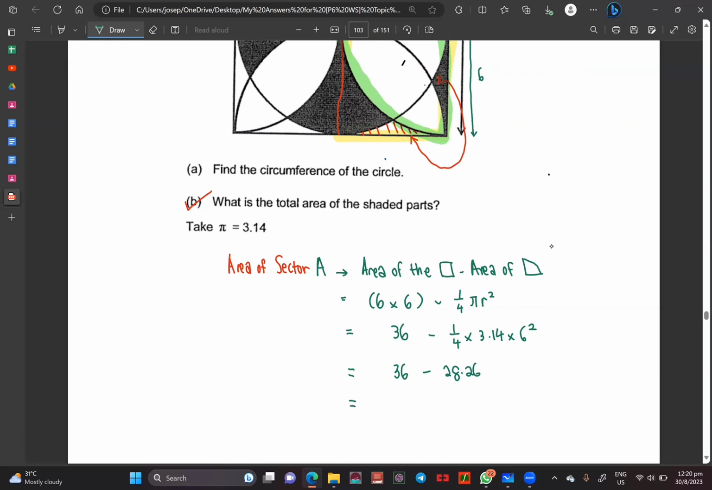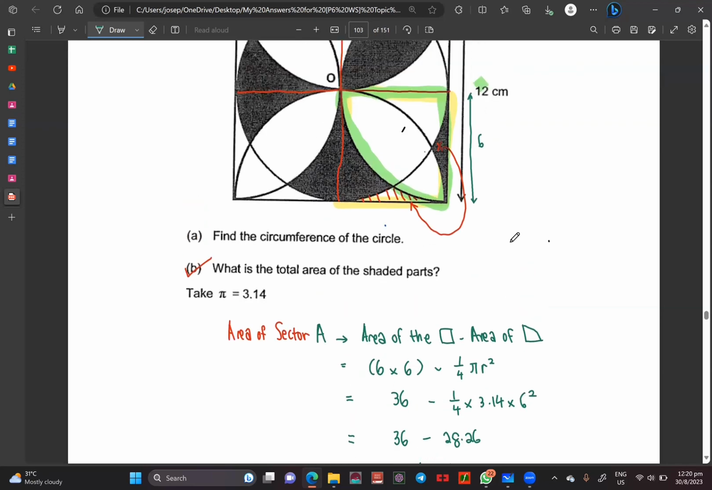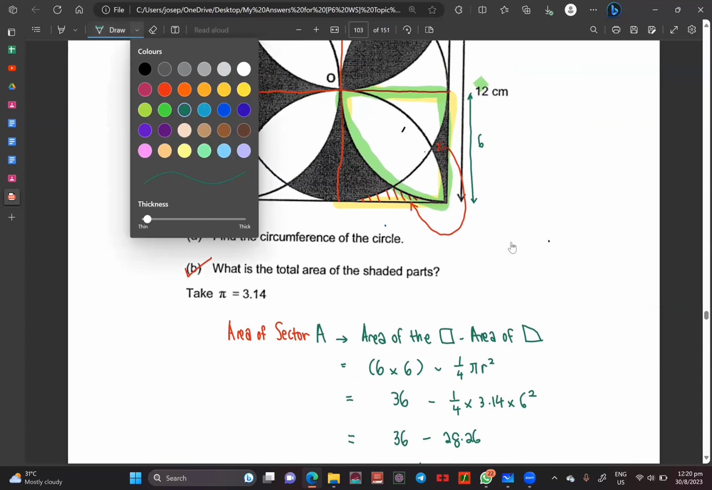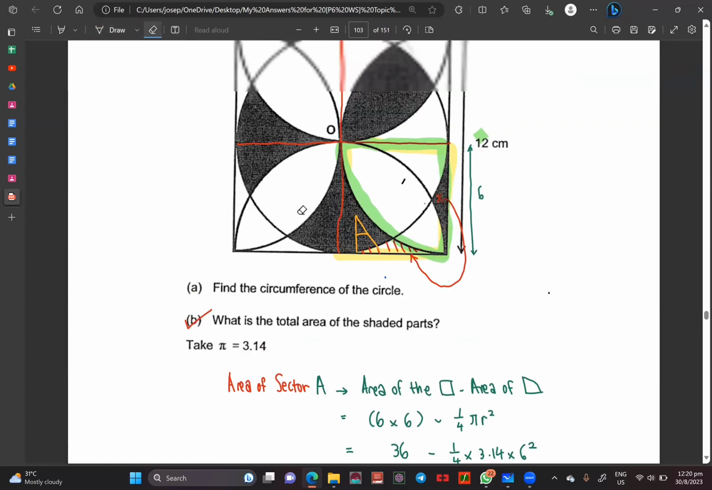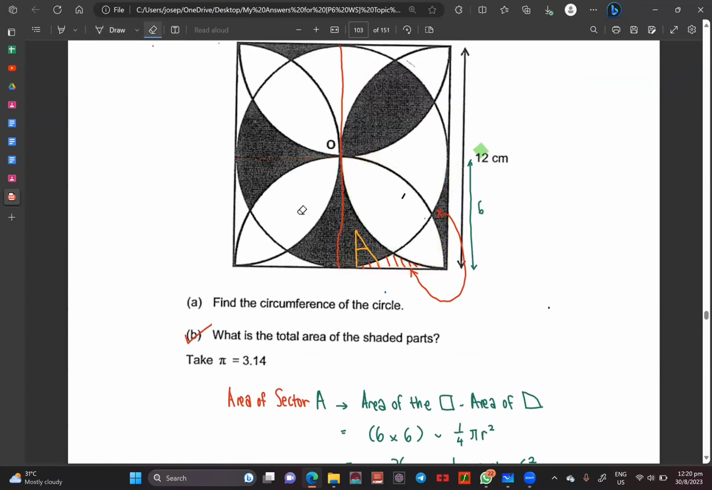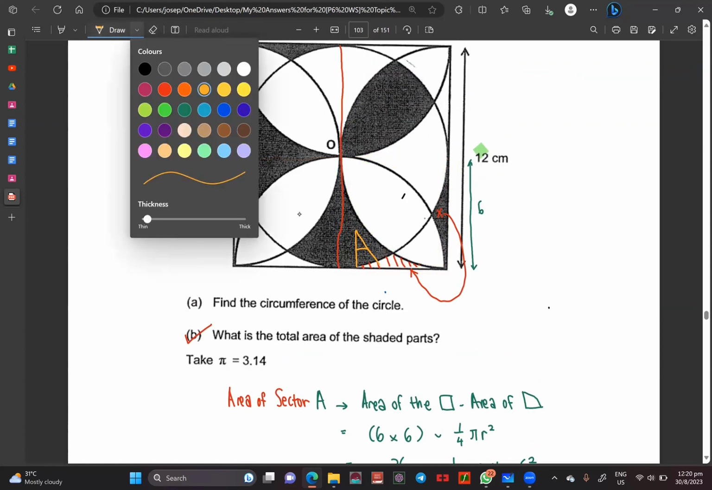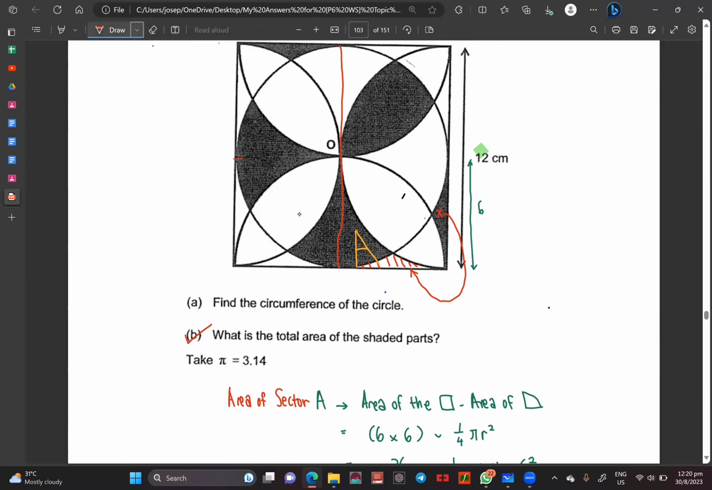28.26. We will get 7.74 centimeters squared. Okay, so this is the area of sector A. All right, so I think it'll be very, very helpful if you can write down that this is A. Okay, you can see I intentionally stretched it all the way to this side to remind me that it is actually the whole part, okay? Now, what I'm going to do is erase these highlighted parts, because I do not want them to be there.